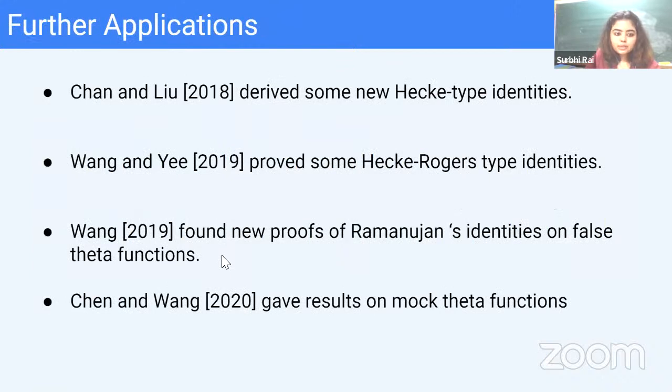So these results have apparently been shown to be useful in number theoretic contexts too. In particular, Chan and Liu, Wang and Ke, and others have used them to provide Hickey type identities and identities for false theta and mock theta functions. All this work relies on three expansion formulas of Liu.